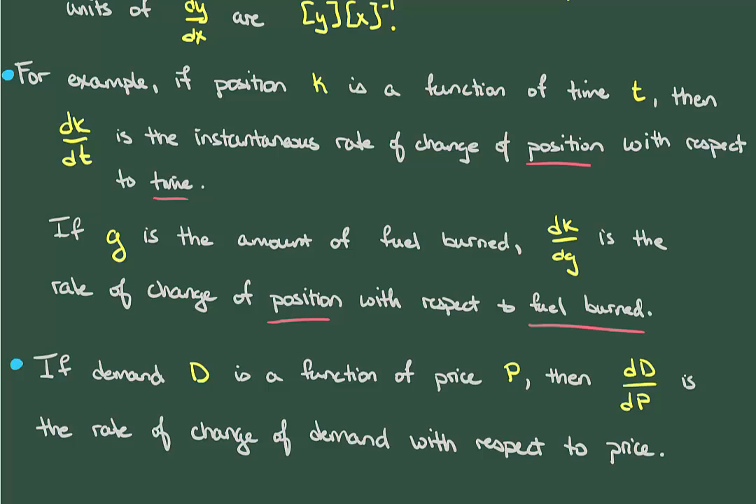So Leibniz notation allows us to discuss the rate of change of one variable with respect to another, which we can in turn relate to the derivative as long as those two variables are related to each other through a function.